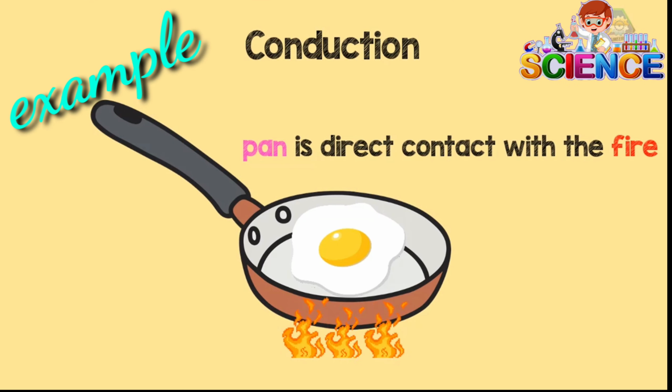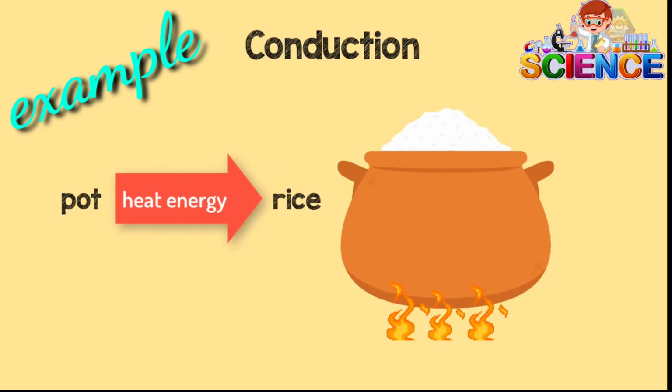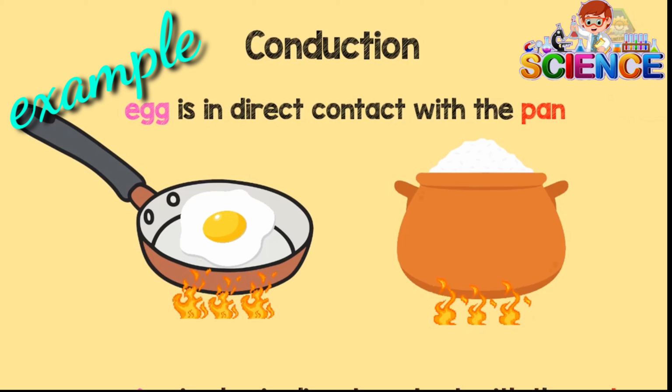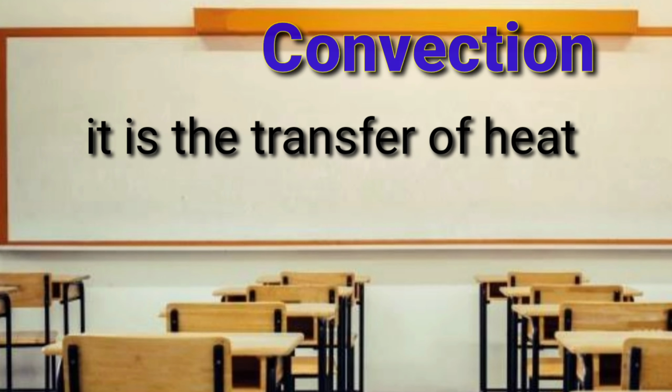The pan is in direct contact with the fire. Pan plus heat energy plus egg. Pot plus heat energy and rice. The egg is in direct contact with the pan, and the rice also is in direct contact with the pot.